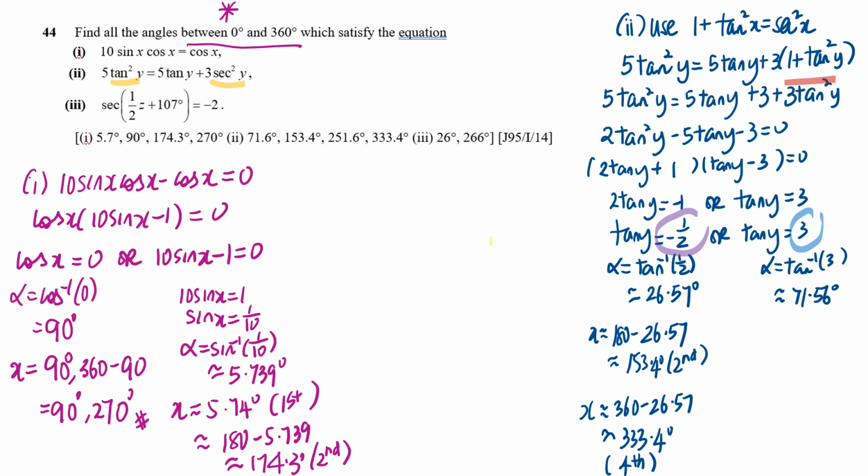So for tangent to be positive, which quadrant does it come from? First and third. Yes, first and third. So the first one will just be alpha itself, and then the third will be 180 degrees plus alpha. So that gives you 251.6 degrees.